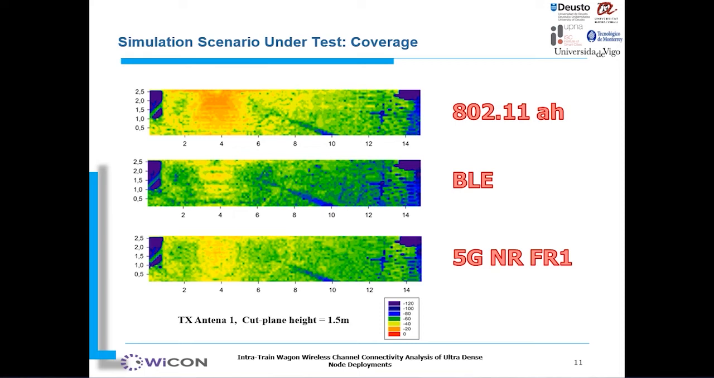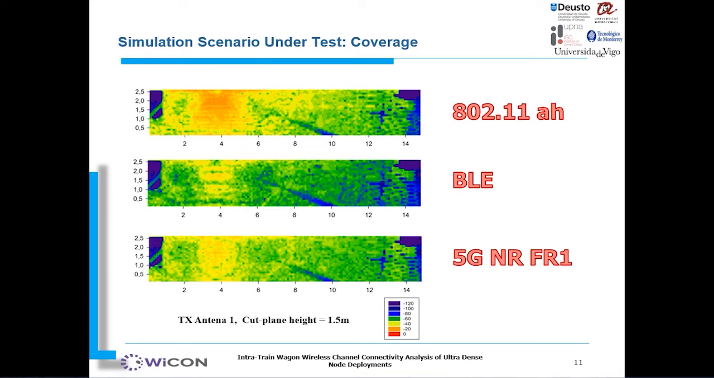Here we can see the case of a particular cut plane height of 1.5 meters. It's worth noting that all of the results are obtained for the whole volume of the intra-wagon train scenario, but for the sake of simplicity, we're only going to describe it in this two-dimensional distribution. Here we can see this as a function of the transmitter location, as well as the operating frequency that we're going to use.